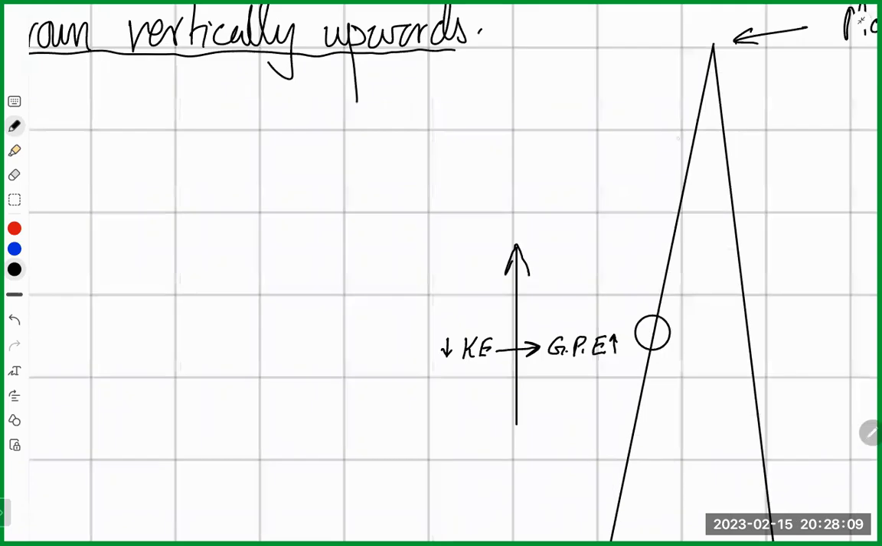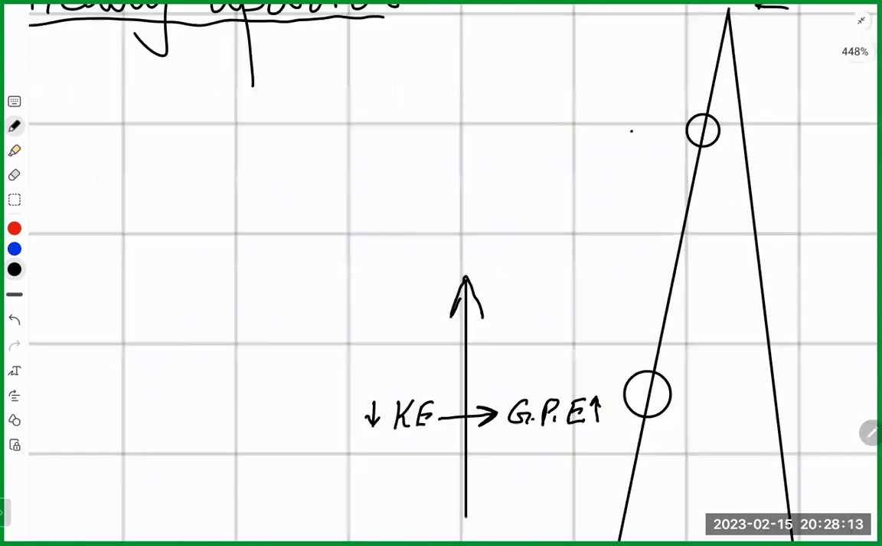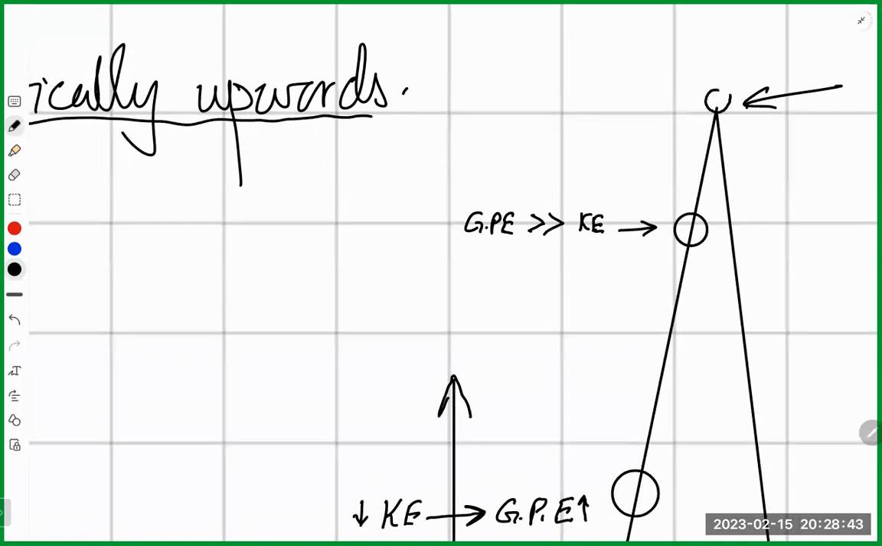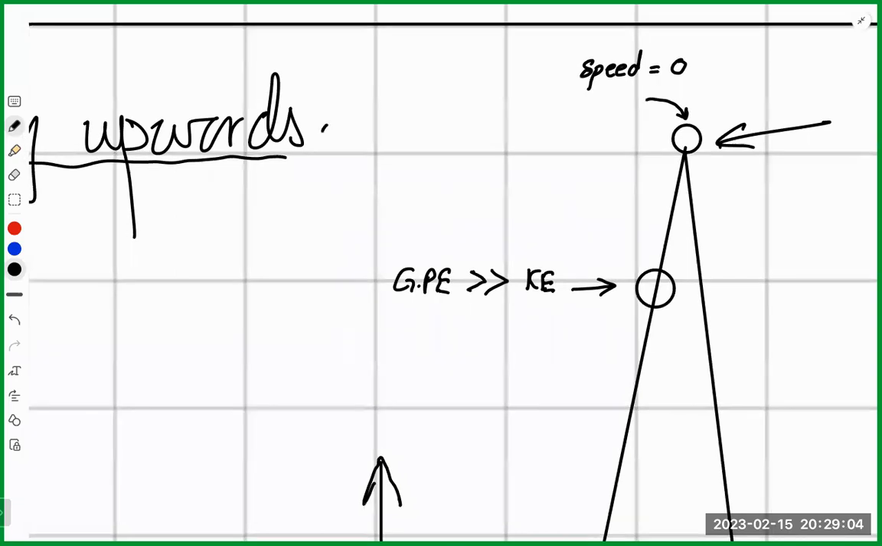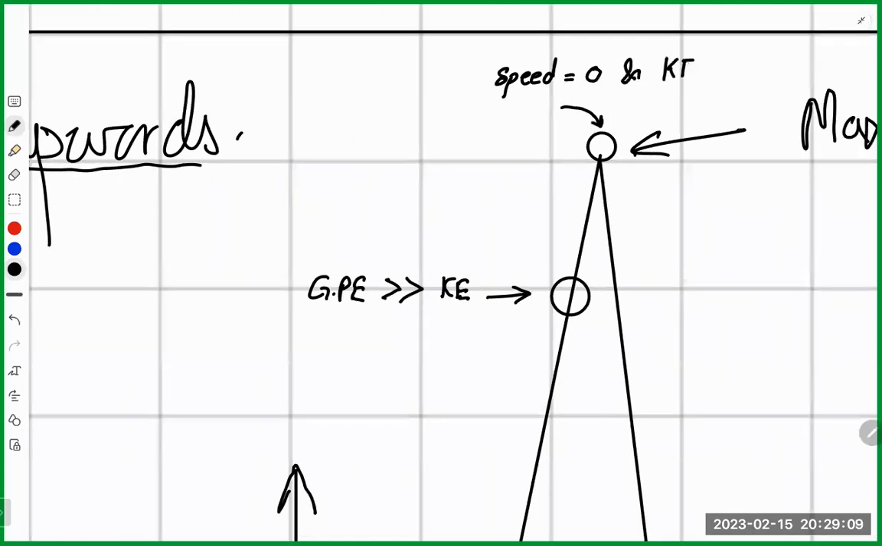So the object is going up. It is very close to the top. Gravitational potential energy at this point will be far more than kinetic energy. Kinetic energy is very small, gravitational potential energy is very large as compared to it. So what will happen at the top? At the top, speed is zero. So what else should become zero if speed is zero? The answer is kinetic energy, because kinetic energy is half mv squared. If v becomes zero, the whole equation becomes zero, and kinetic energy equals zero.